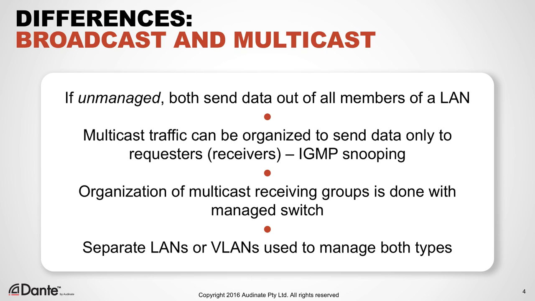This organization is done at the switch using the feature called IGMP snooping. IGMP snooping determines which devices are actually requesting the data and makes sure that it only goes to that group of devices. When large amounts of multicast or broadcast are necessary, they are often segmented into different LANs to avoid problems with other devices.